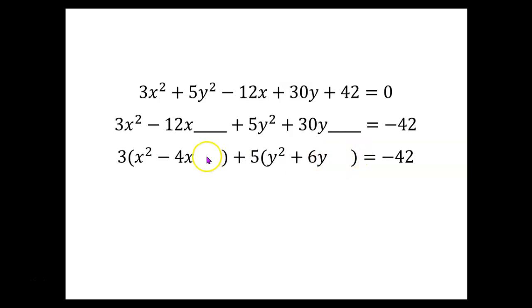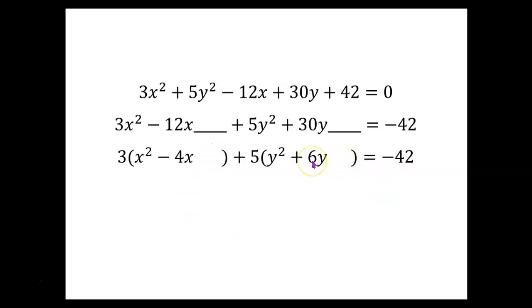And I left a little space inside the parentheses because that's where I have to add in a number to complete the square, to give me perfect squares inside the parentheses. Remember what you add? Look at the coefficient in front of the x, take half of that and square it. Half of minus 4 would be minus 2, squared would be plus 4.